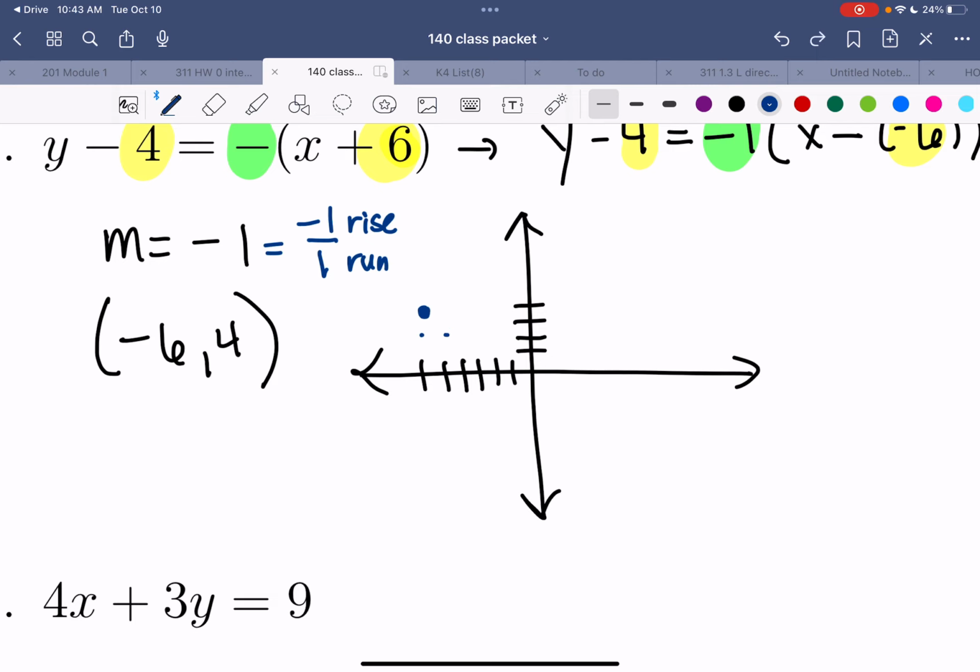And let's see if we can be a little bit more accurate. How about here? Then down 1, right 1, I would be here. Down 1, right 1, I would be here. Down 1, right 1, I would be here. And so here is my line. Okay. Notice the negative slope. It's pointing down as we go from left to right.